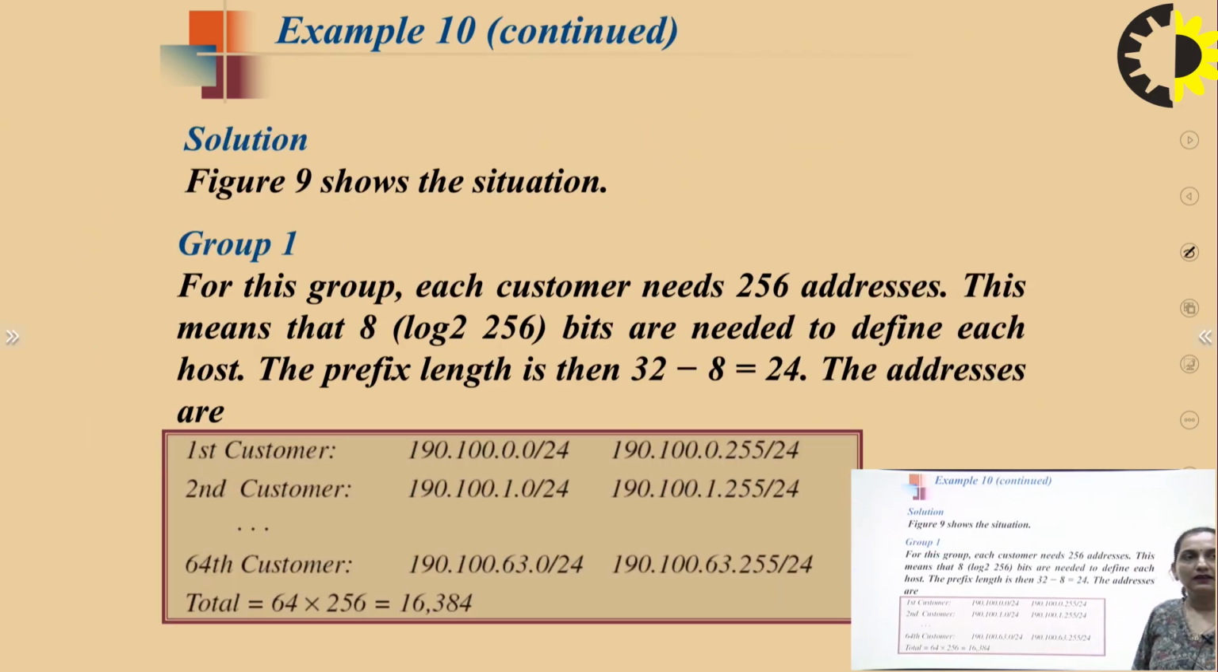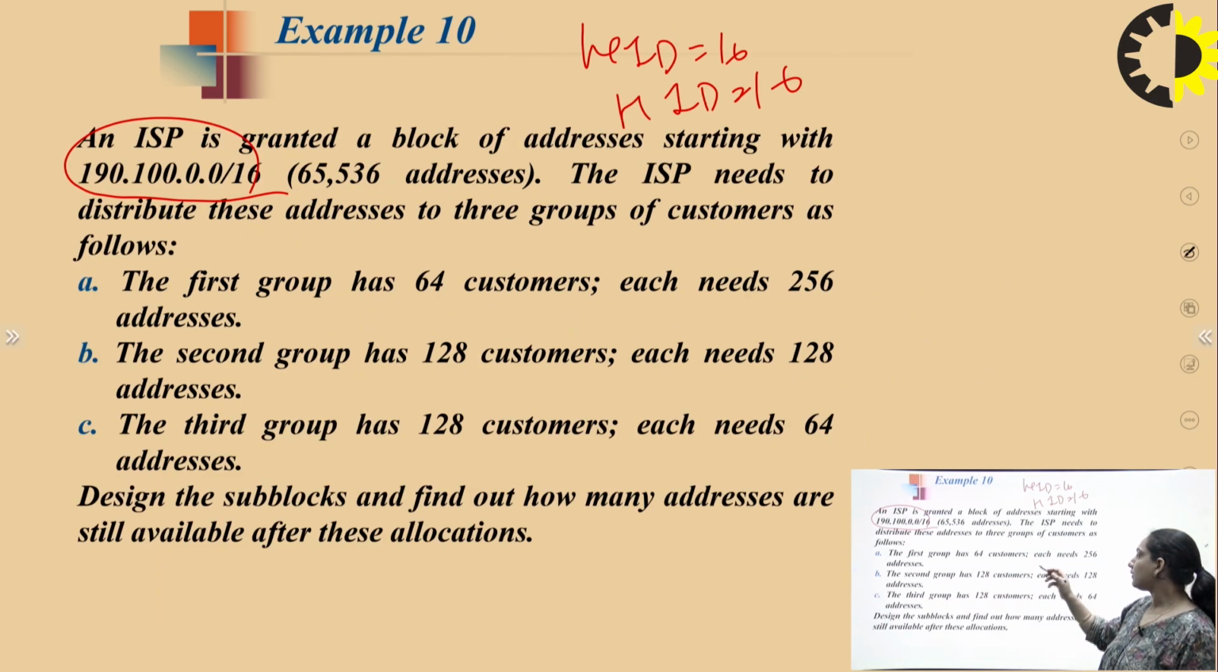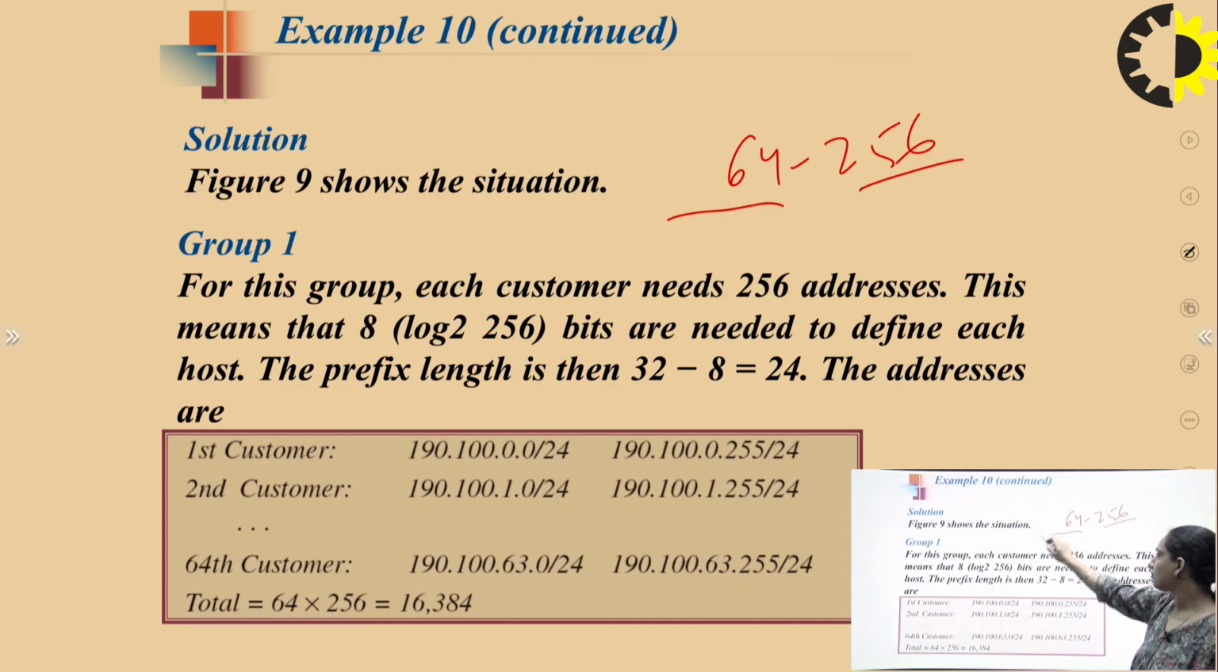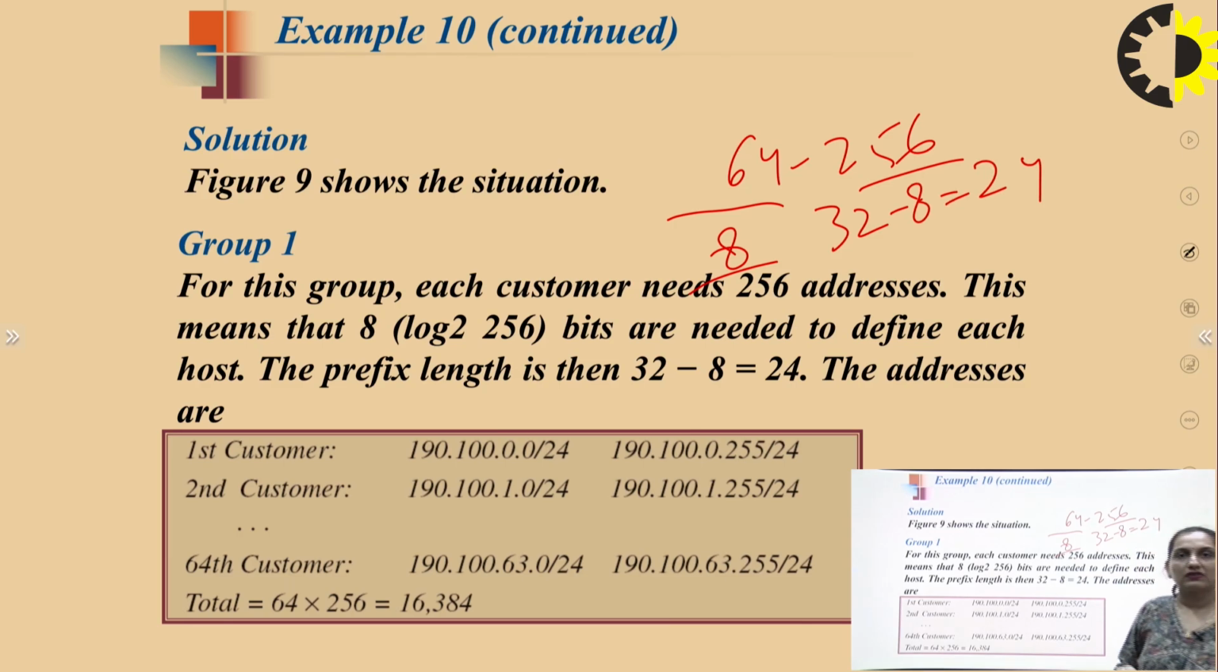So we will see that in the first case we are having 64 to 255 addresses. So 64 addresses, what we have is 64, with having an address of this. So in this group, we have each customer 256 addresses. 8 bits is used for this. So 32 minus 8 is equal to 24. So 24 is the network address, and 8 we will use as the host address.